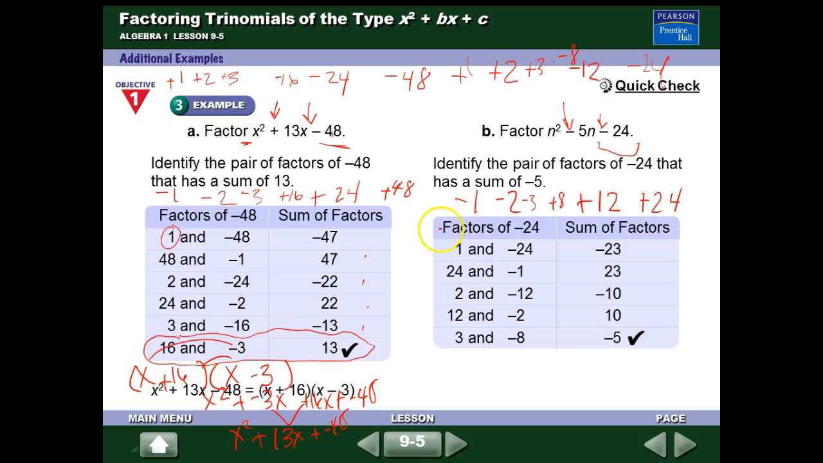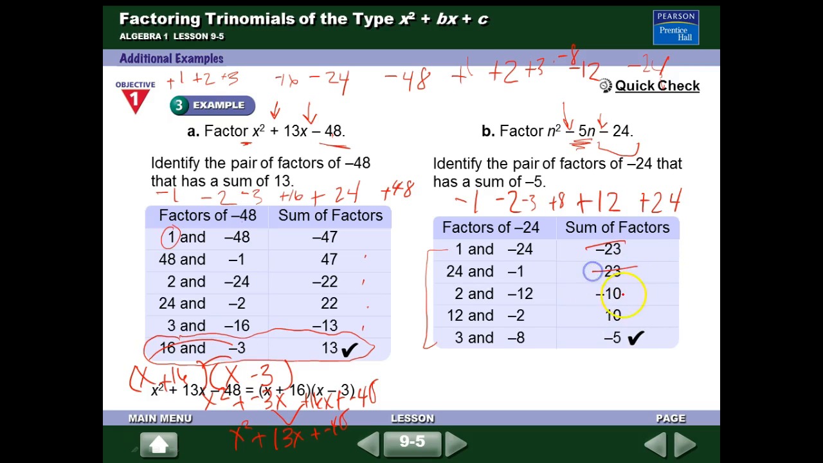So notice as you're going through these, they stopped, because they're checking as they go instead of listing all of them out, which is actually probably a pretty good idea because it saves you some time. So let's start going back through. 1 plus negative 24 gives you negative 23. Doesn't work. Remember, we're trying to get a negative 5 here.